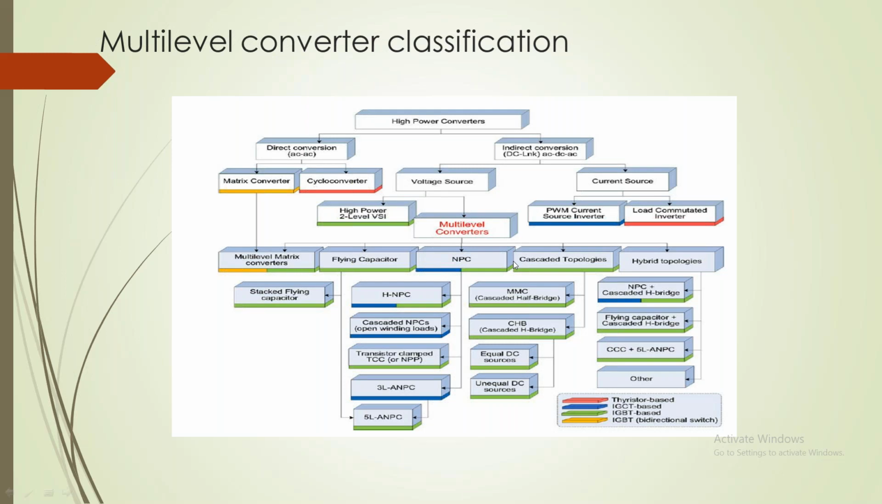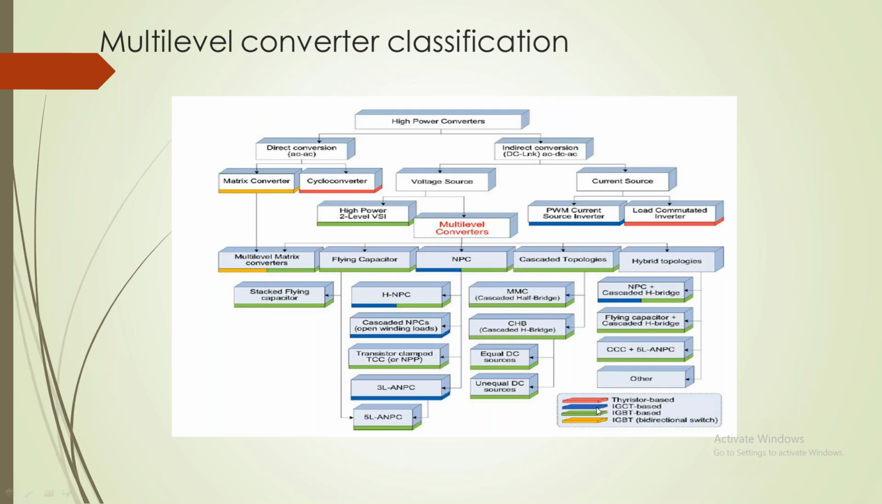These colors, as you see, indicate the switches employed in these converters. Red indicates thyristor based, blue indicates IGCT, the integrated gate commutated thyristor. IGBT, you know. So IGBT bidirectional. If you observe HNPC or NPC, because we are going for three level and high power levels, we have to go for IGCT.